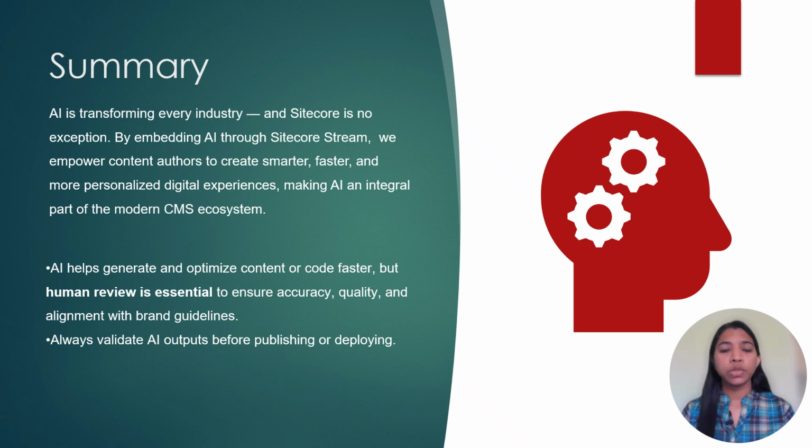And one more thing I want to highlight here is the brand kit feature. By adding a brand kit in the premium tier, or by creating the brand kit, we can make the AI a brand-aware AI, so it will generate the content more accurately. By using Sitecore Stream, we can save a lot of time and generate the content more accurately and more quickly. So thanks to Sitecore for introducing Sitecore Stream.